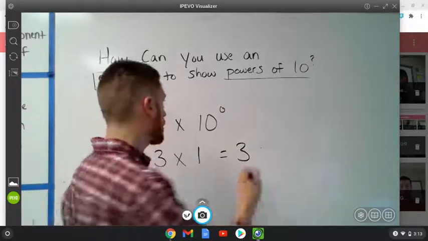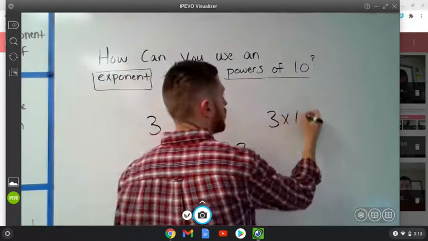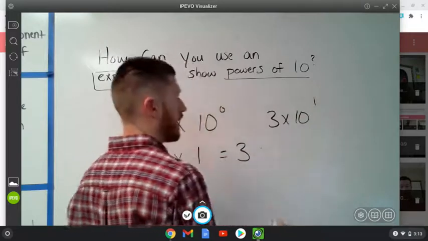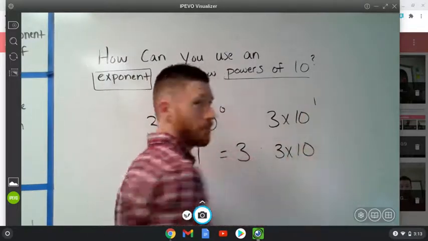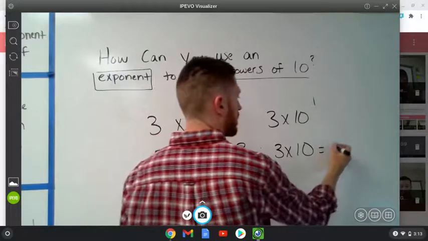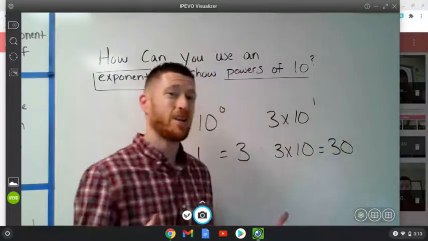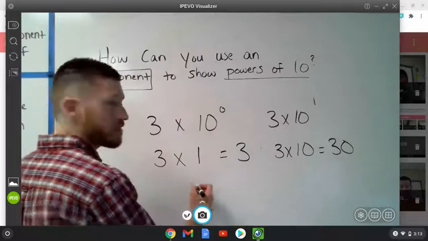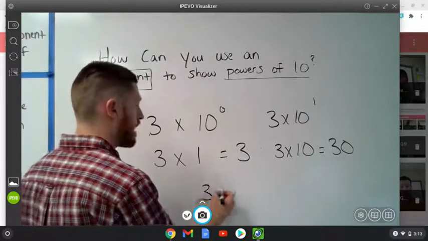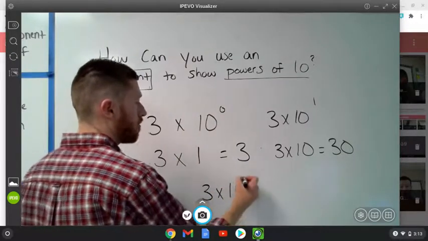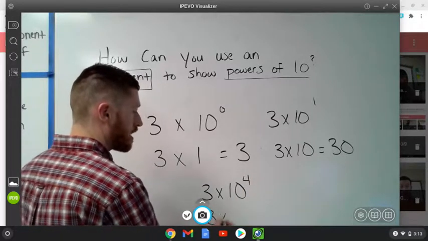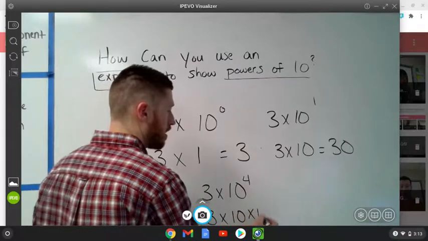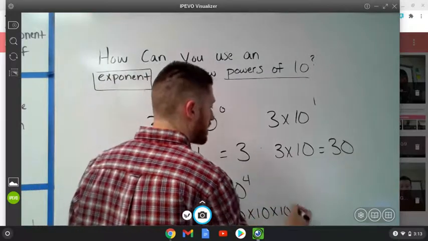And we could do the same thing with 3 times 10 to the first power. 3 times 10 to the first power is just 3 times 10, one time. And 3 times 10 is 30. So you see where the pattern's going here. We could even increase this to 3 times 10 to the 4th power. So that would just be 3 times 10 times 10 times 10 times 10.